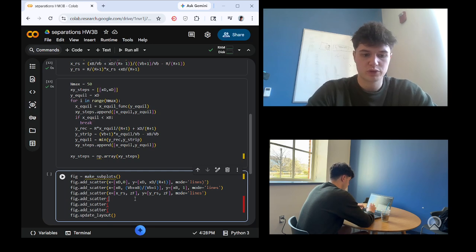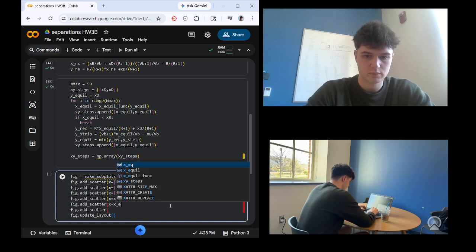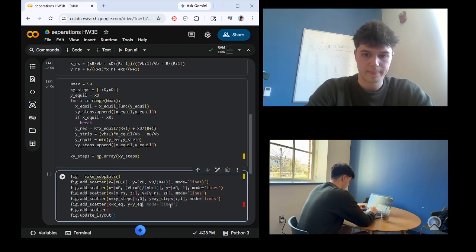So now the fourth one is going to be where we incorporate our steps. And that is actually exactly what we need. So we're going to do that, but we don't want this. We want lines, not markers. And then here we are going to do our X equilibrium. And our Y is going to be equal to our Y equilibrium. Mode lines, thank you.